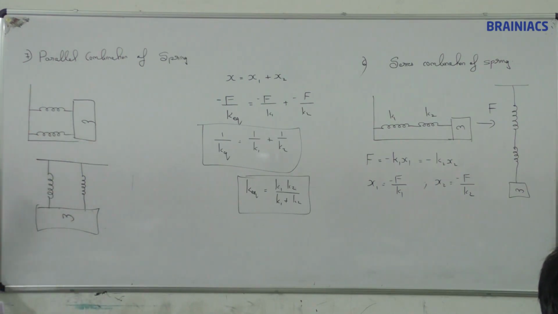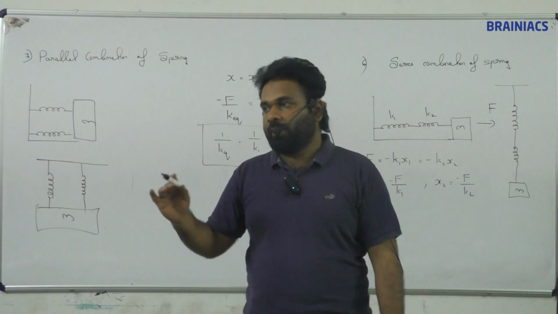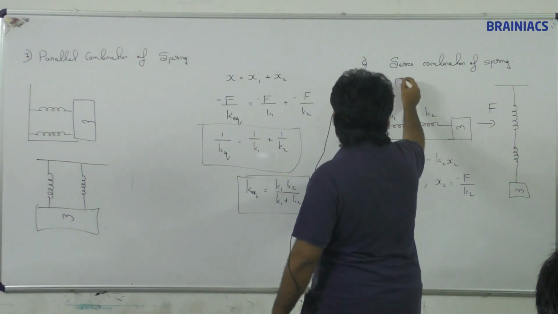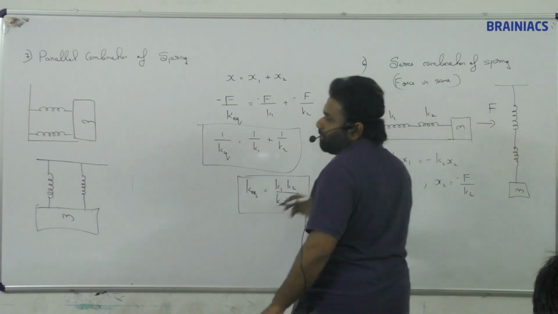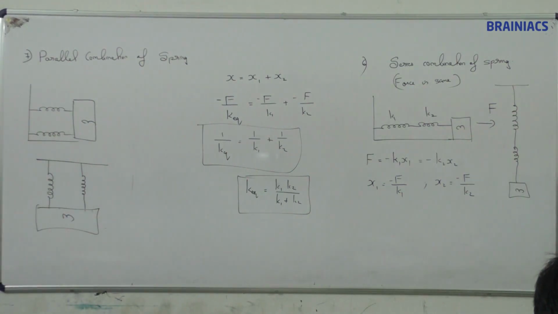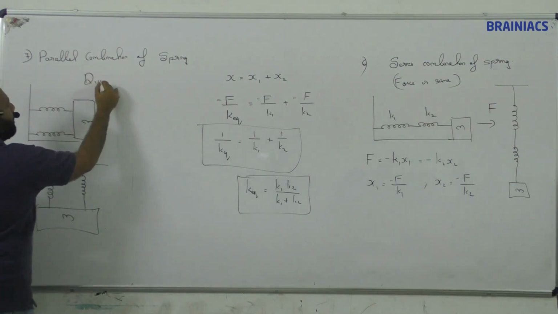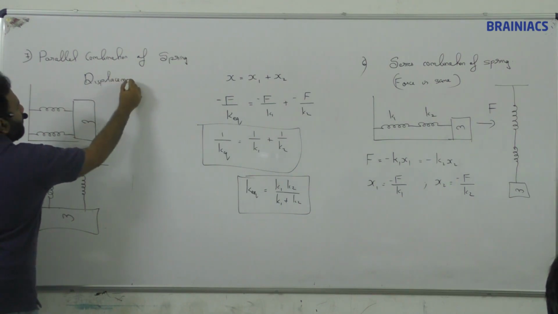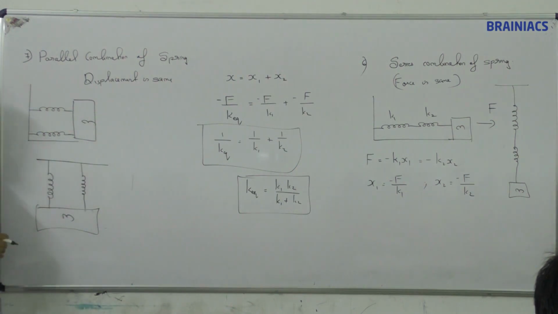This is not stringent. If you want, you can put 2 masses also, no problem, but make sure the displacement must be the same. So here the force is the same. The restoring force is going to be the same in all the springs. Okay, series combination. But here why am I putting 1 mass? Because here the displacement is the same.